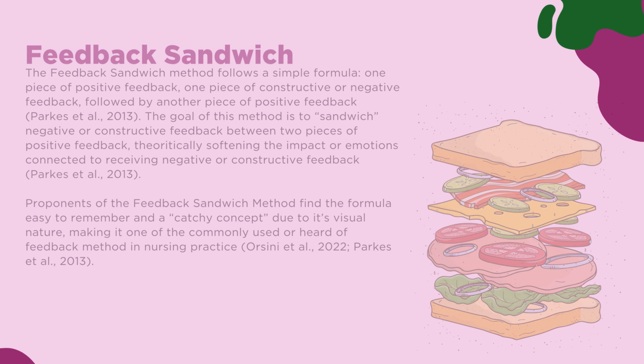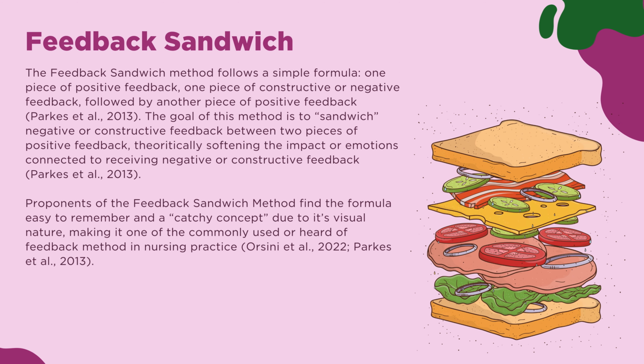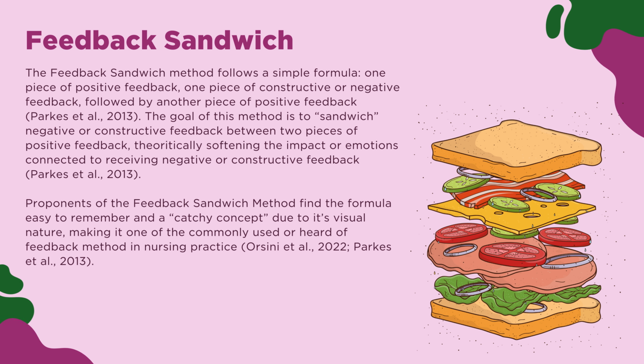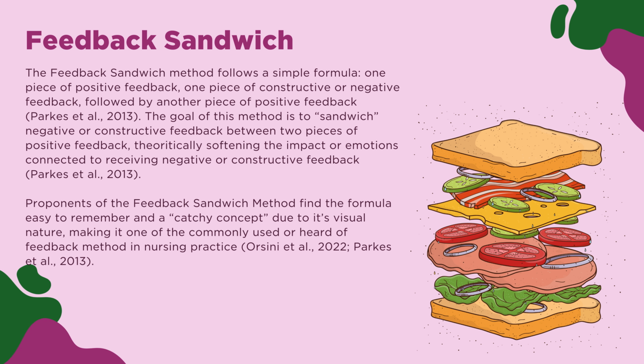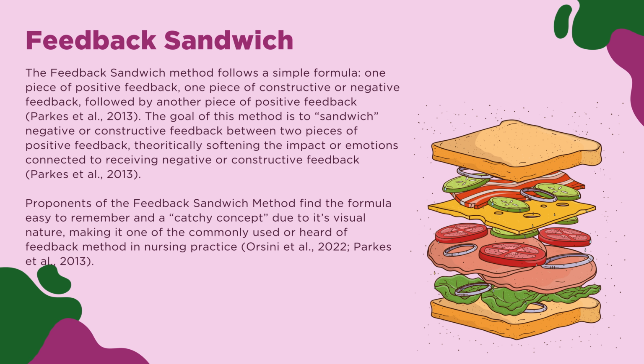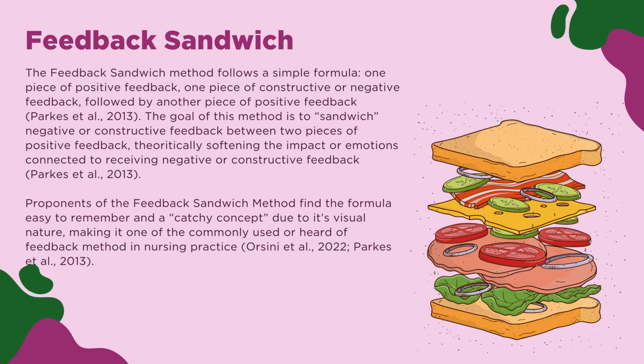Feedback sandwich. The feedback sandwich method follows a simple formula: one piece of positive feedback, one piece of constructive or negative feedback, followed by another piece of positive feedback. The goal of this method is to sandwich negative or constructive feedback between two pieces of positive feedback, theoretically softening the impact or emotions connected to receiving negative or constructive feedback. Proponents of the feedback sandwich method find the formula easy to remember and a catchy concept due to its visual nature, making it one of the commonly used or heard of feedback methods in nursing practice.